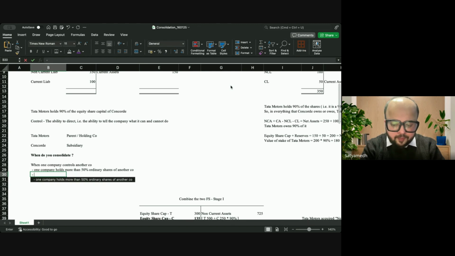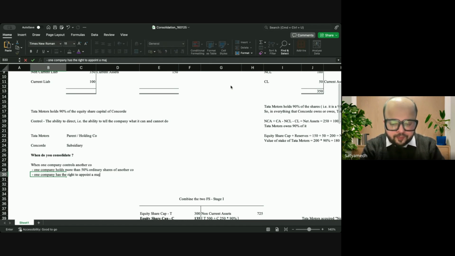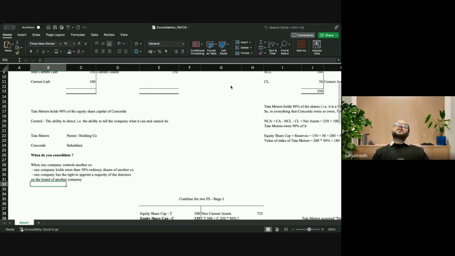of another company, or one company has the right to appoint a majority of the directors on the board of another company. So if it is a 7-member board and one company has the right to appoint 4 members out of 7, that means one company can control the other company.